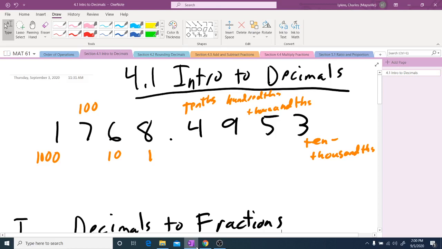Okay, welcome to section 4.1, which is dealing with decimals. We're going to talk, first of all, intro to decimals, talking about the placements, and then we're going to go from decimals to fractions, and then fractions to decimals.